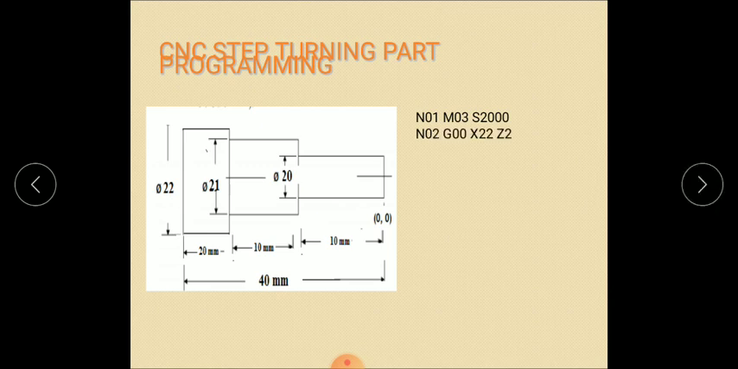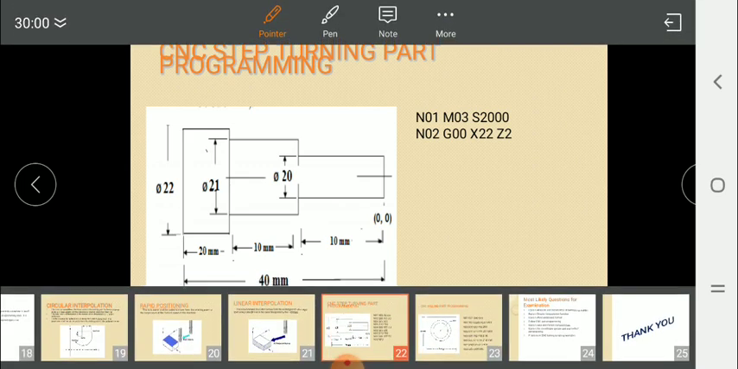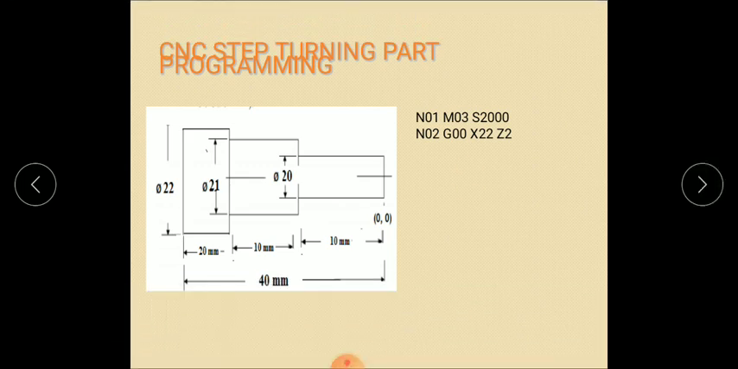Next, N02, G00, X22, Z2. Here N02, as we know, is the line indication. Then G00 is nothing but rapid positioning. In this rapid positioning, there is no tool movement in contact with the workpiece. Then X axis 22, then Z2.